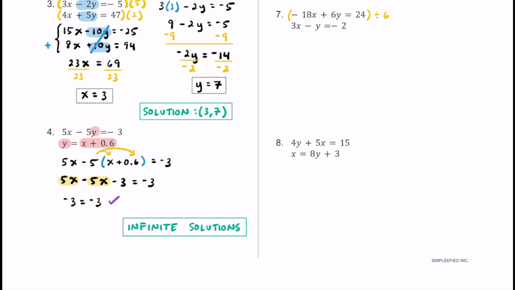So if we go ahead and divide everything by 6, on the top equation, we're going to get negative 3x plus y is equal to 4. Okay, the bottom equation, I'm not going to do anything with that. I'm just going to keep this as 3x minus y is equal to negative 2. And let's go ahead and just use this new system here with some smaller numbers.